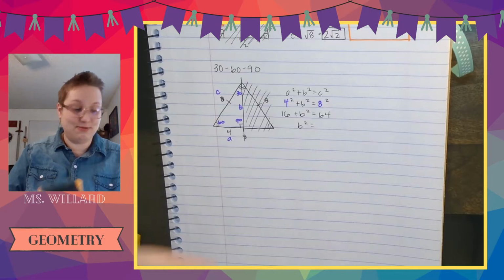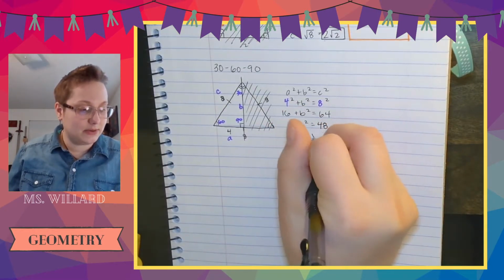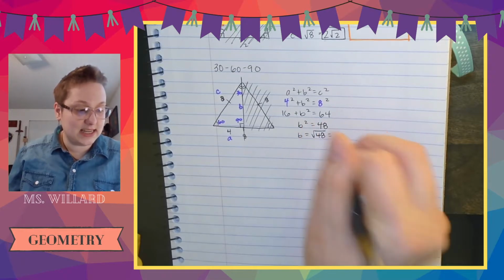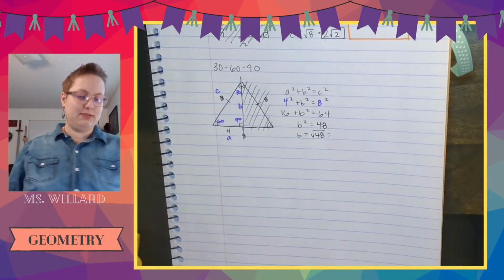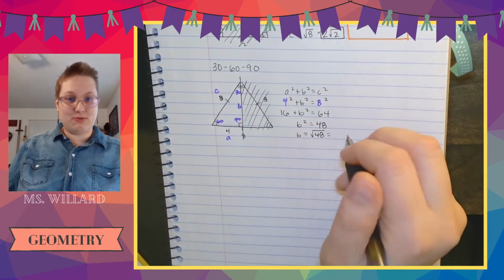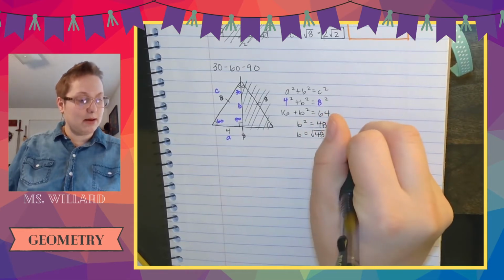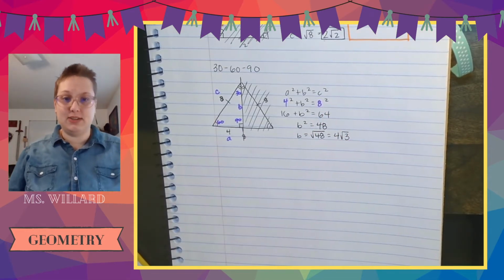64 minus 16 is 48. Okay, great. And then I can square root this, right? So B equals the square root of 48, which should be 4 root 3. Which I knew, not because I knew what the square root of 48 was, but because I knew the trick of these triangles.